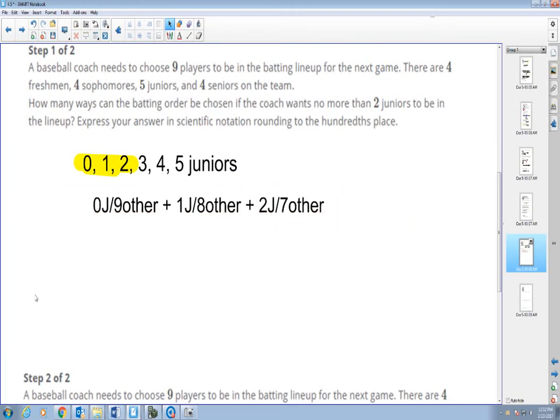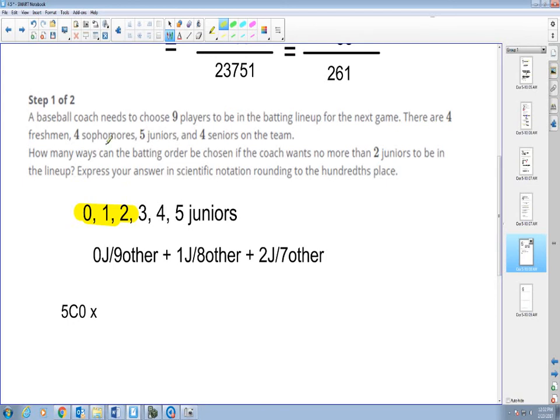So how many lineups can it be? Alright, so let's say we have 5 juniors. I'm going to choose none of them, followed by multiply, then I'm going to choose the other 9 players from the other ones. So what are the other ones together? Other ones are 4 freshmen, 4 sophomores, 4 seniors. So that's the other 12 players on the team. I'm going to choose 9 of them to be in the lineup.